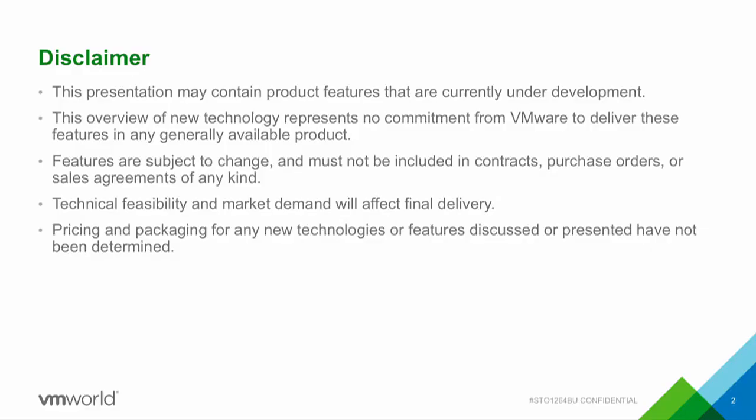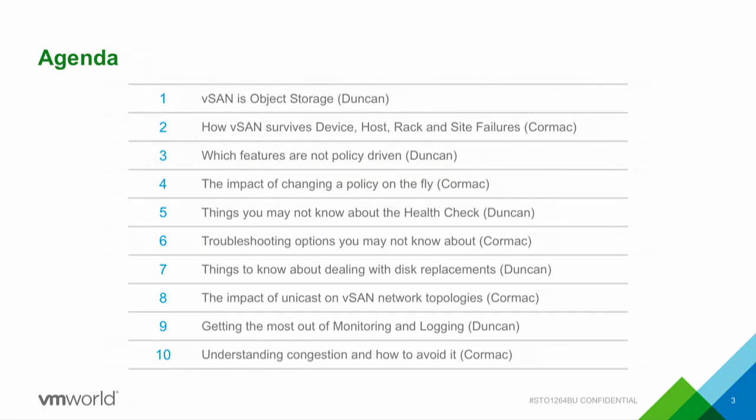Cormac and I are both part of the Office of CTO within the Storage and Availability business unit, so talking about vSAN is basically our job role. On top of that, Cormac does a lot of beta and alpha testing. As I said, today we're going to be talking mainly about things that are already in the product. There may be some future things in there, but it's mostly about what's in the product today and how the product actually works today. We have a pretty full agenda, about 60-something slides, so we'll go through them at a fairly rapid pace.